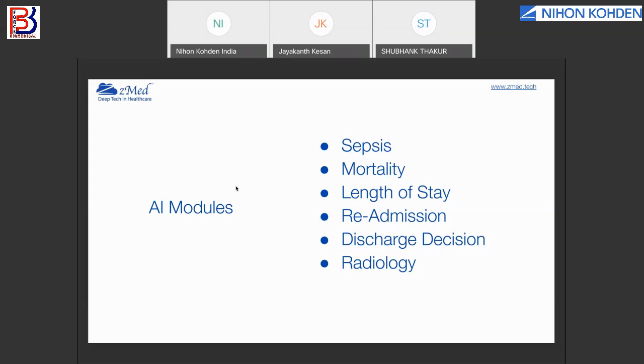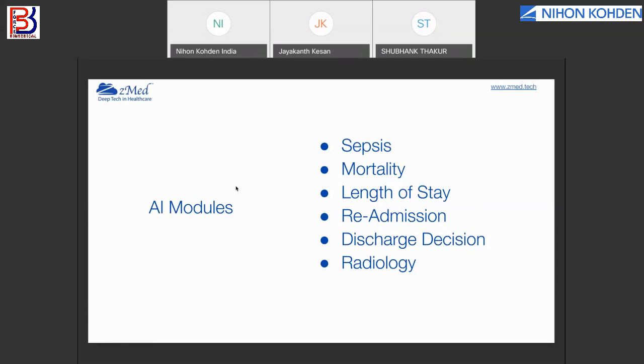And prediction of mortality. Mortality also means whether the patient is so critically ill or whether the patient is morbid. So that kind of prediction can be made so that you can automatically prioritize those patients. And from a financial standpoint, length of stay.